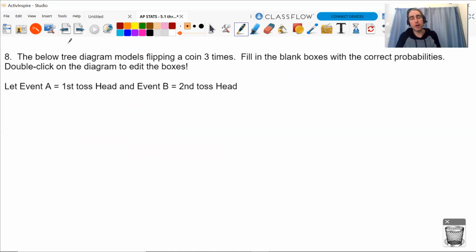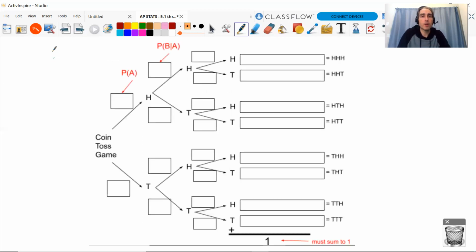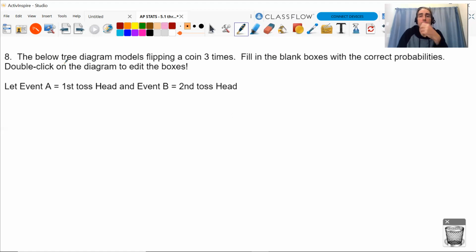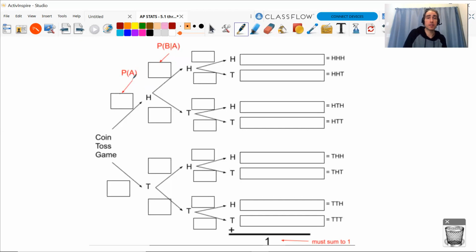Now let's talk about a different scenario we can use a tree diagram for, and that's coin flipping. Here's the scenario. We want to flip a coin 3 times. You know, with a coin, those are independent events. You're either going to get heads or tails, and one flip is not dependent on a previous flip. So they're all going to have a 50-50 shot of getting a heads or a tails. So let's have 2 events. Event A, first toss is a head. Event B, second toss a head. And you can see them listed out here.